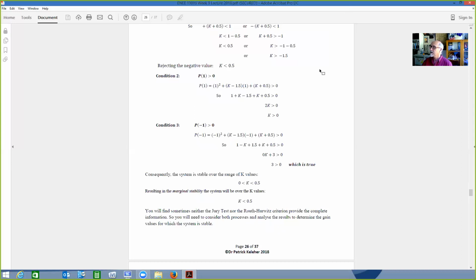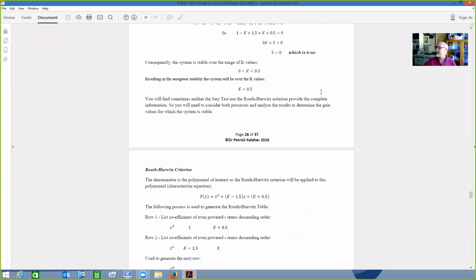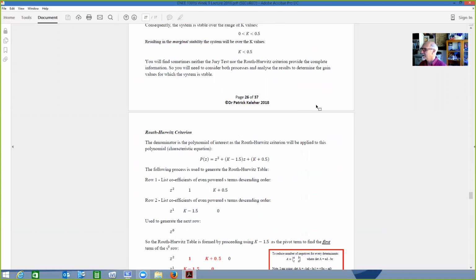You will find sometimes that neither the Jury test nor the Routh-Hurwitz criterion provides the complete information. So you'll need to consider both processes and analyze the results to determine the gain values for which the system is stable. You only have to do one or the other, but sometimes the mathematics lets you down with your analysis, so I've done both methods. Just keep that in mind.